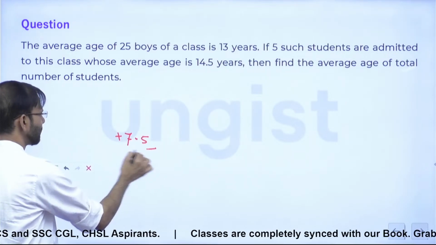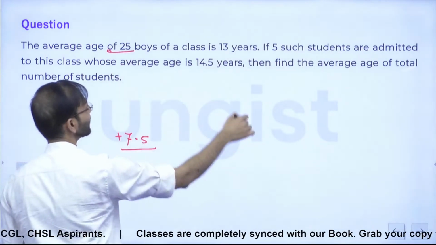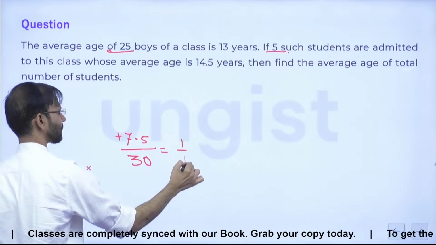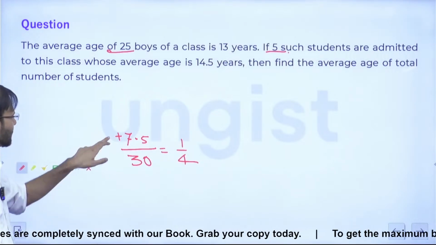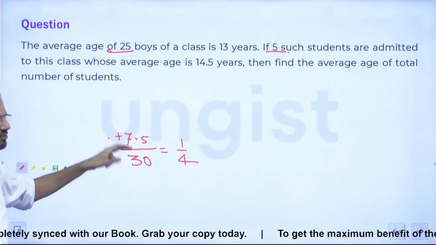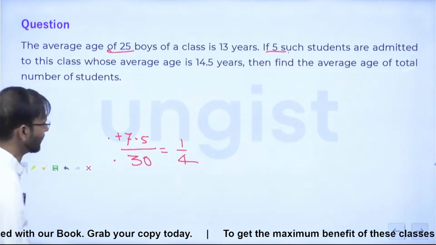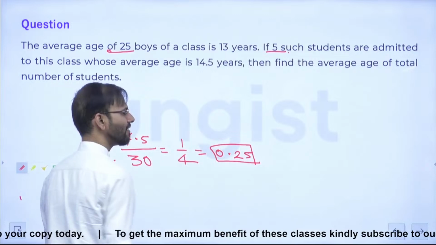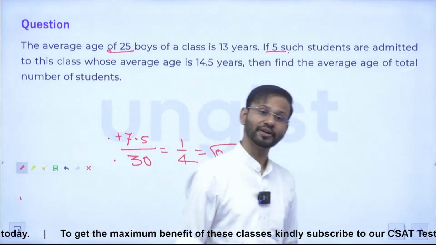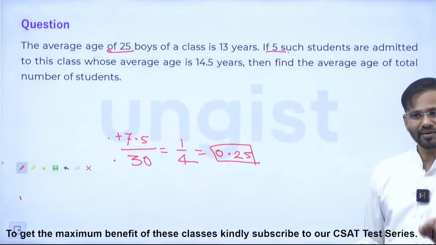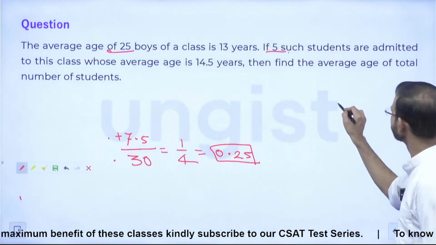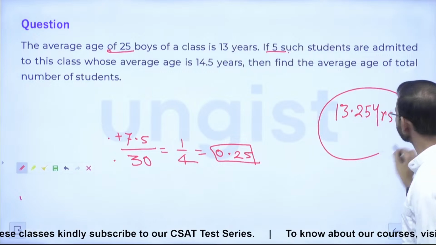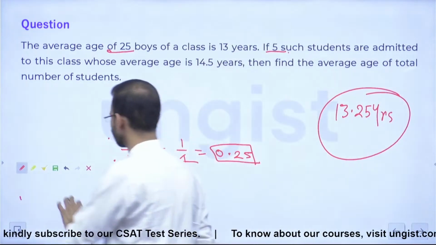And this plus 7.5 will be distributed among how many candidates? 30. Right? See, 7.5 into 2 is 15, 15 into 2 is 30, so it is 1/4. Right? 1/4 means what? 0.25. So guys, average will be increased by 0.25. So the old average was 13, the new average will be 13.25 years. Guys, getting it or not? Else, I'll be writing it also.